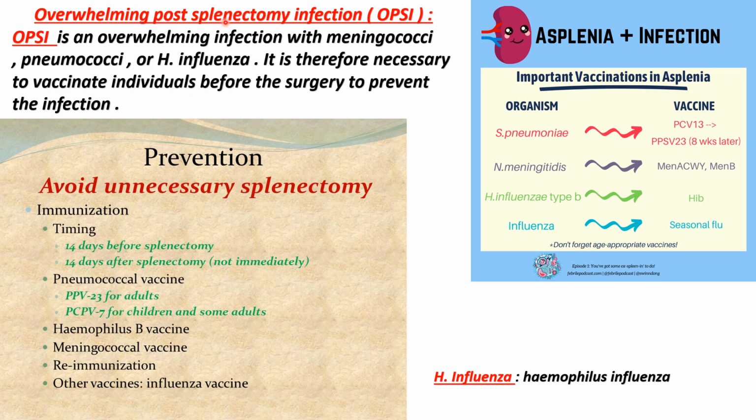Overwhelming post-splenectomy infection, or OPSI, is an overwhelming infection with meningococci, pneumococci, or Haemophilus influenzae. It is therefore necessary to vaccinate individuals before the surgery to prevent the infection. We are seeing here timing of immunization, for example, 14 days before elective splenectomy, but immunization timing 14 days after emergency splenectomy.